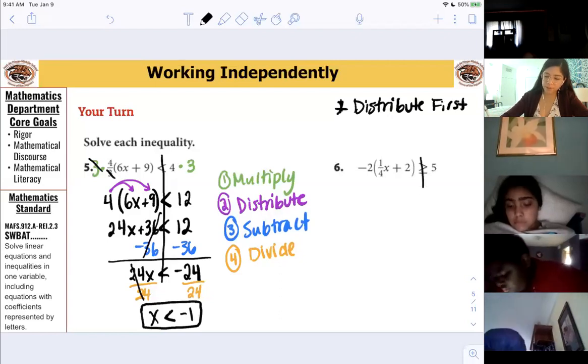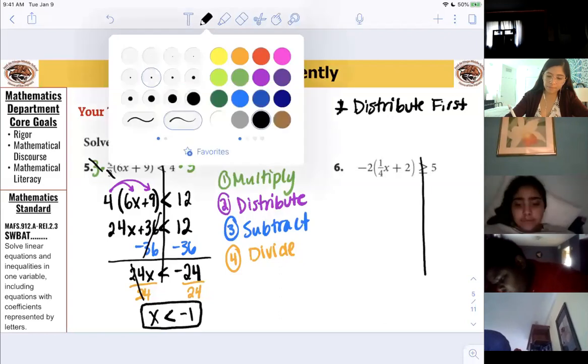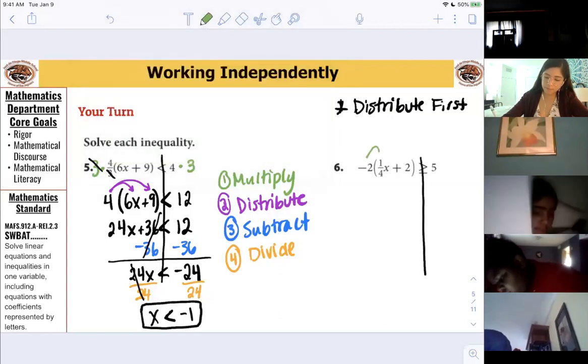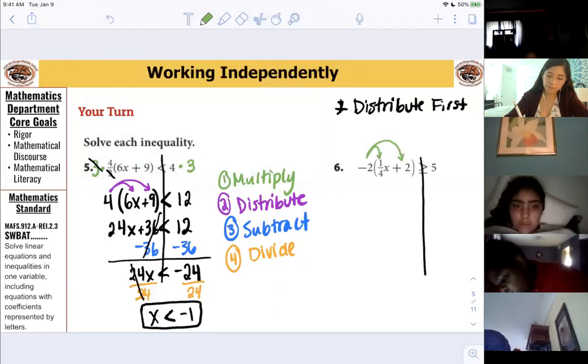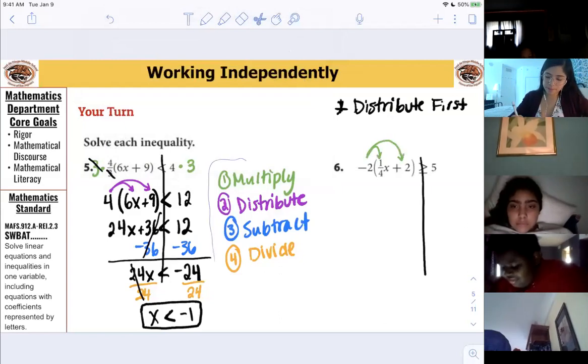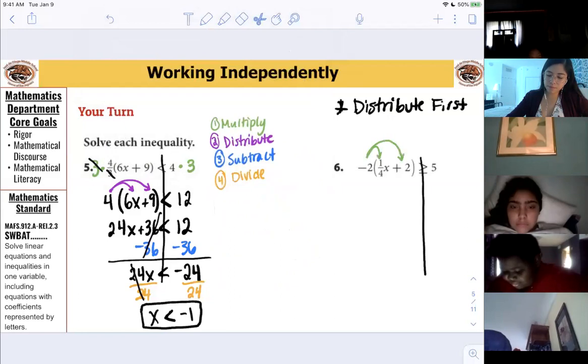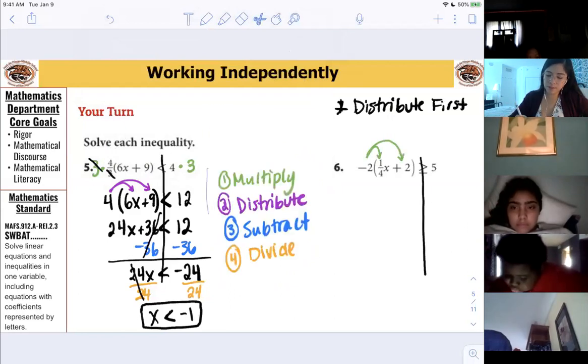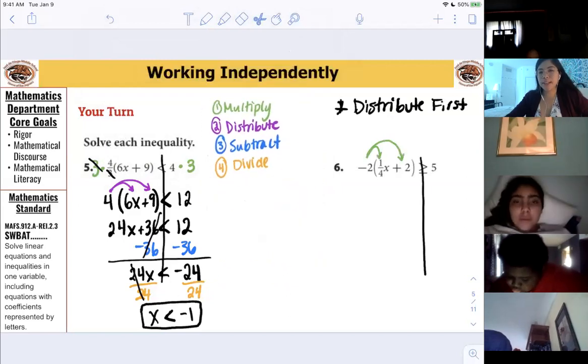So let's see what happens when I distribute first. All right, so I have -2 times 1/4. What does that give me? Would that be -2x? Not -2x. Negative half. We have to first multiply -2 times 1, then divide by 4, right? Exactly.